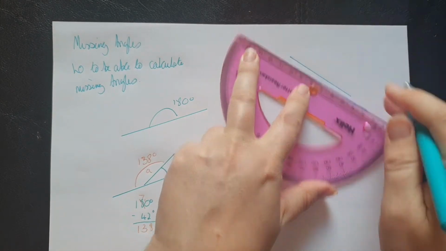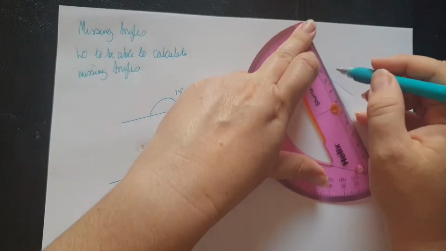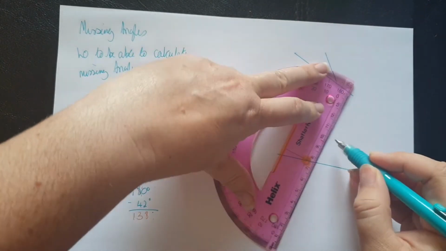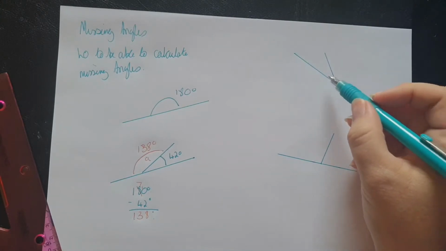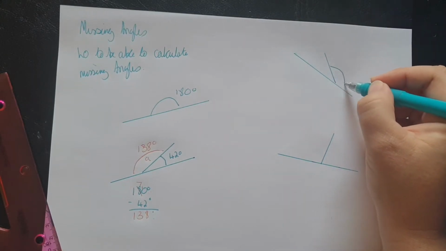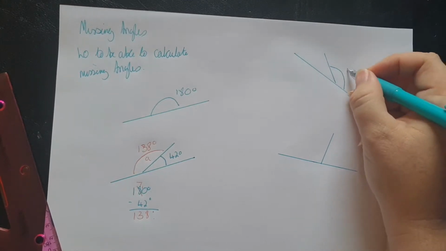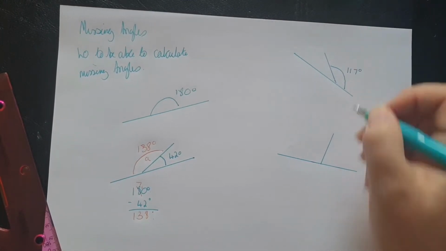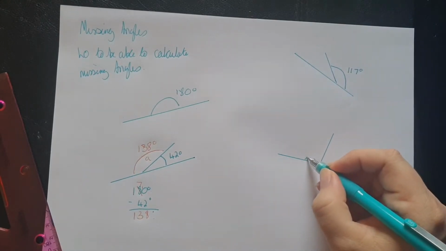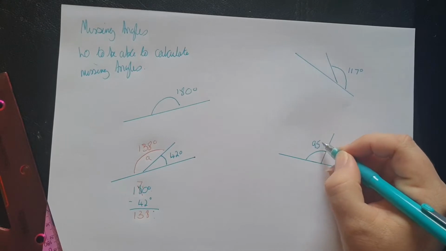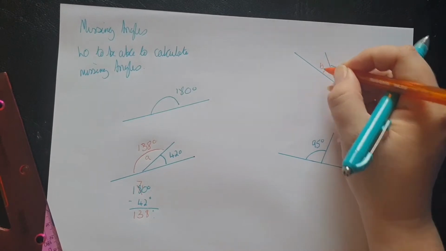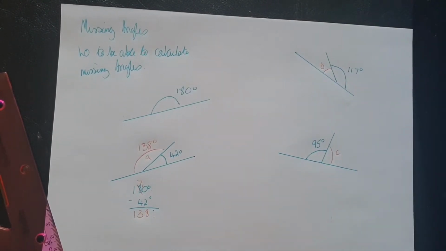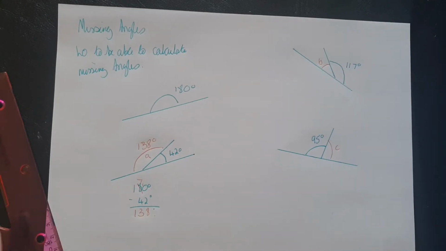Have a go at these two questions. Pause the video and then check back with your answer. Again, straight line. I am telling you that that angle there is 117 degrees. I am telling you this angle here is 95 degrees. I want you to find angle B and angle C. Pause the video, then check back to check your answer.